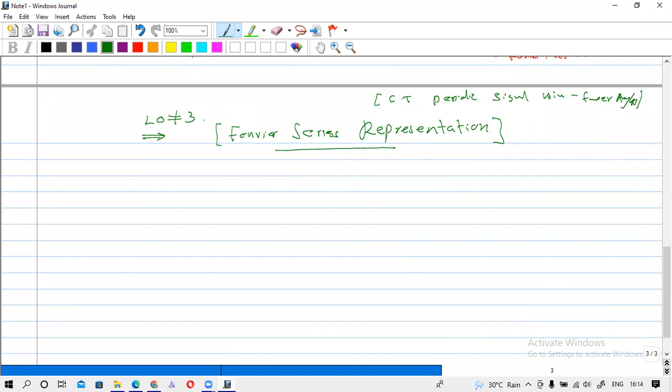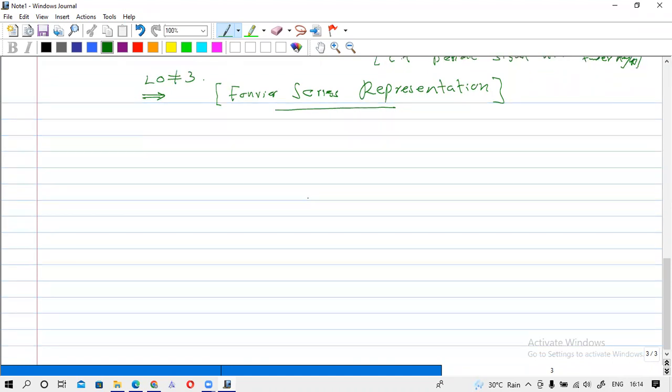Before discussing the Fourier series representation, I will remind you of one thing. Can you remember that? If you have any arbitrary signal like this, this is a time domain signal. Can you remember that?